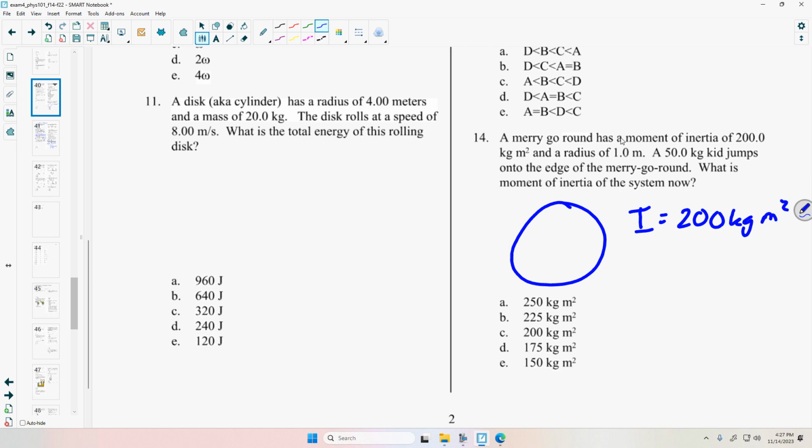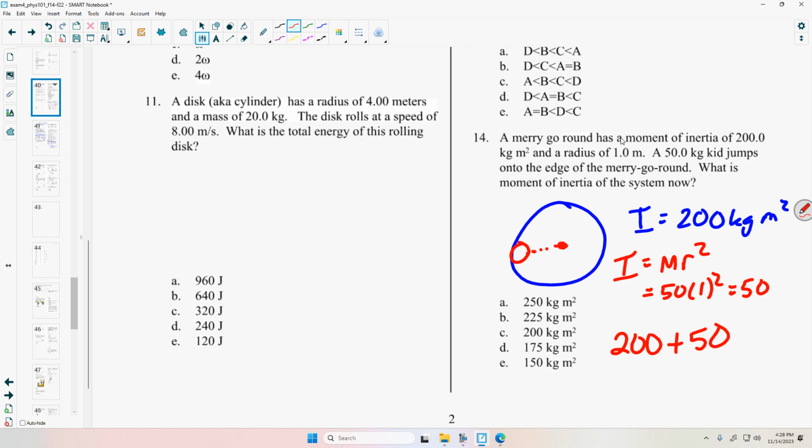Thank you, Lindsay. And then a kid comes and jumps onto it, as kids want to do, and I want to know what the moment of inertia is now. That kid we're going to treat like a particle. Remember I said when the axis of rotation is outside of the body, you always treat it like a particle. That's true here. So we find the moment of inertia, mr squared, which is 50 times 1 squared, or 50 kilogram meters squared. The total moment of inertia is just the sum of those two, 200 plus 50, or 250.